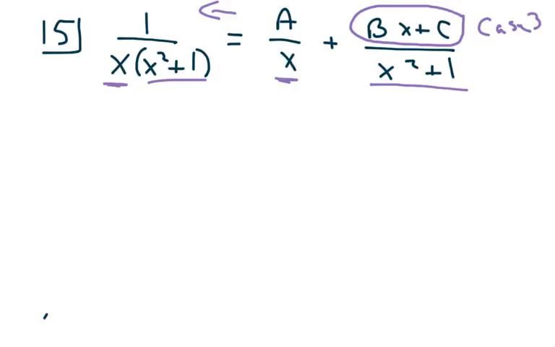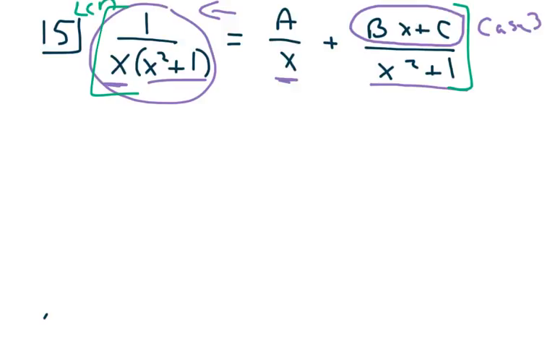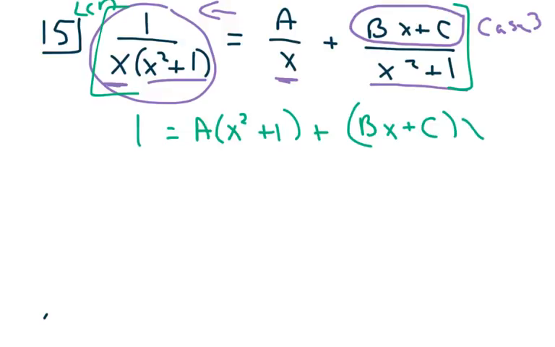Remember what our goal is: to get back to our original. So we're trying to decompose it. We might not have a B, we might not have a C, but we have to set it up just in case we do. Now we're going to do the same steps as before, which is to clear the fractions. So you multiply everything through by your LCD, and you're going to get 1 equals A times x squared plus 1 plus Bx plus C times x.